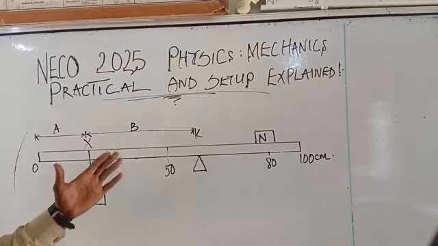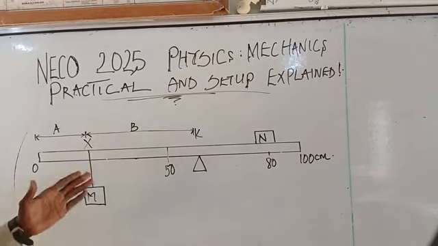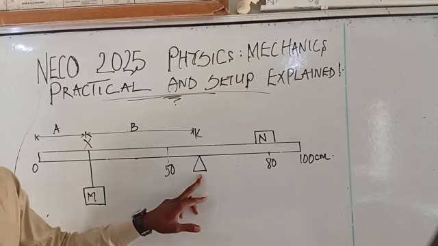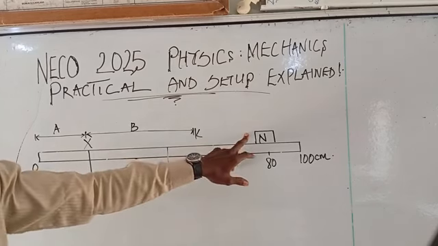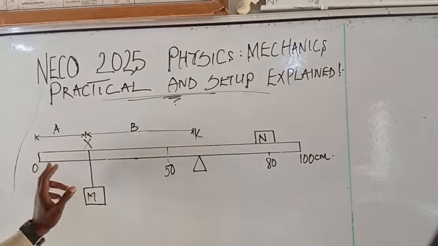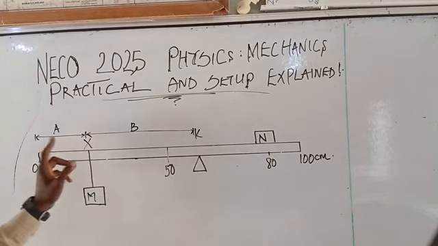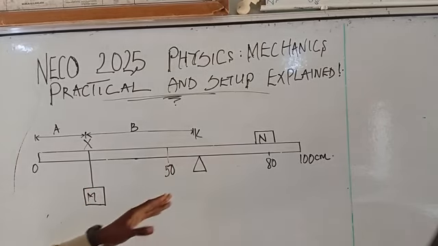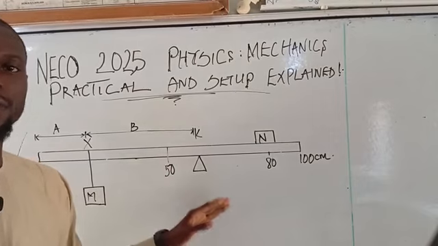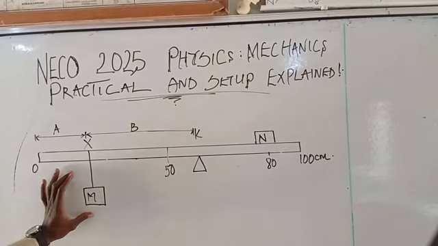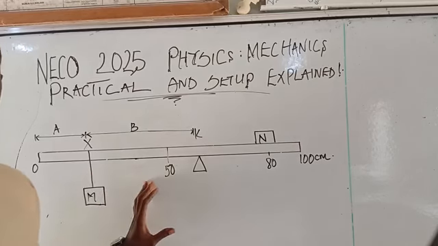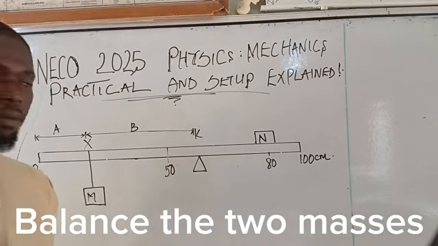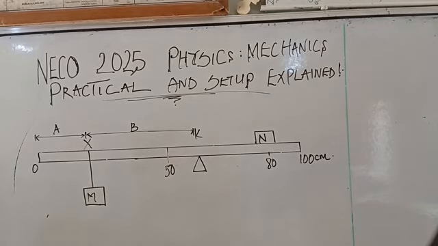So here is the setup. We'll be provided with a mass of 100 gram and knife edge and another mass to be labeled N, and we have a meter rule. Then we have a thread to be used to suspend this mass. So all you need to do in this practical is to vary the mass at a particular distance and balance the two forces. Are we together? So let's get into it practical wise.